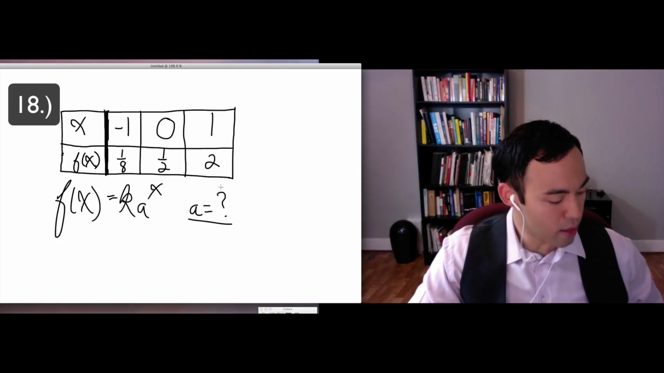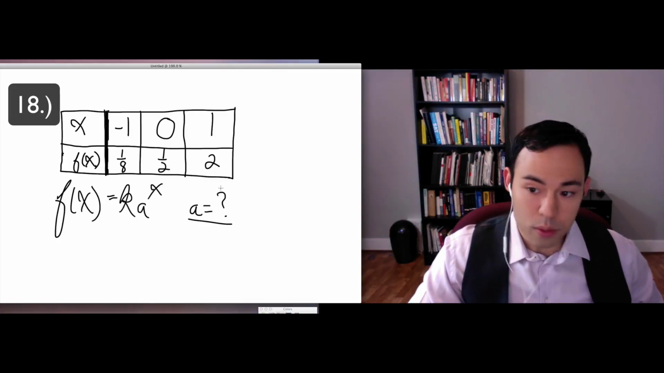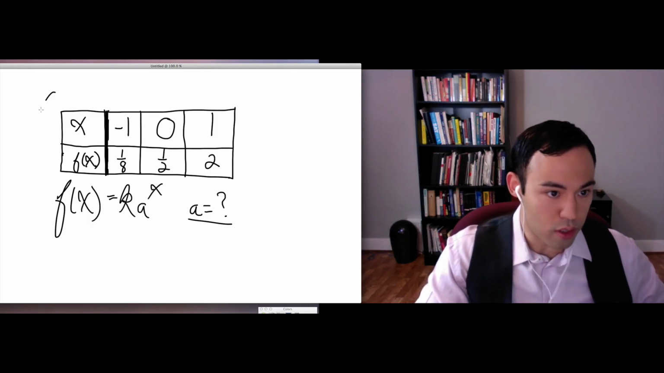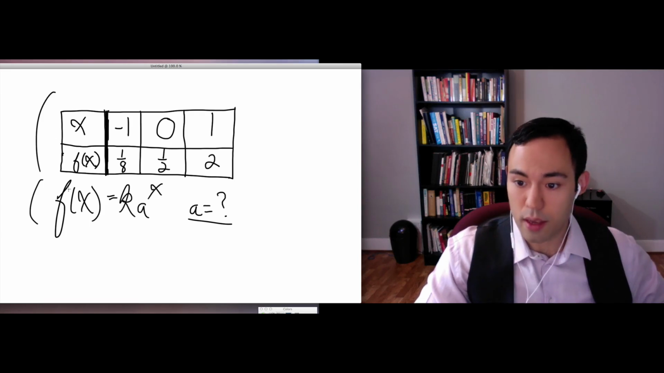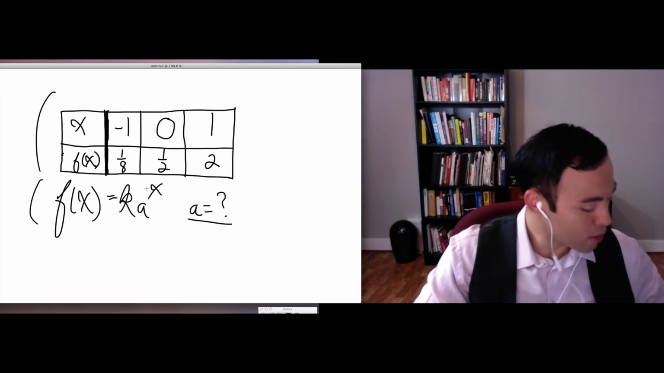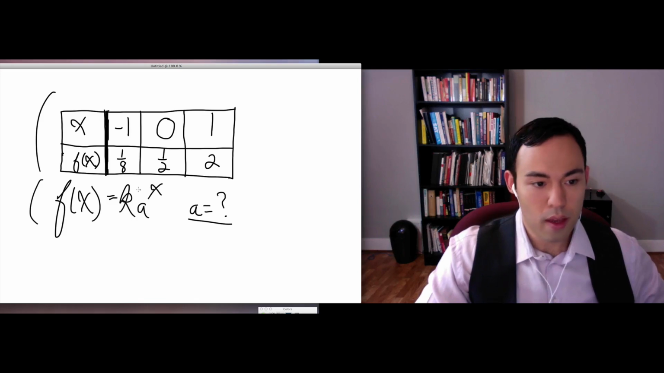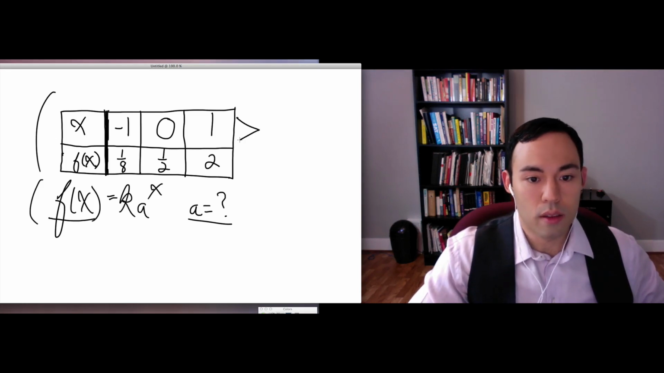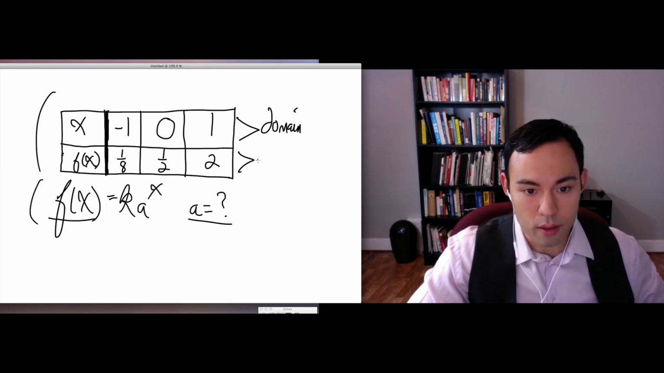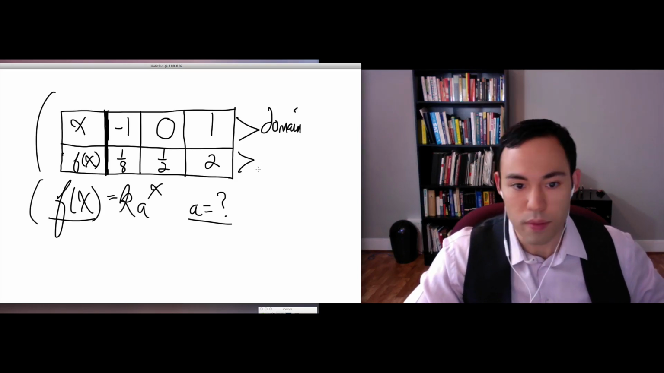Okay, number 18 asks us, what is the value of a? And it gives us this table that I've drawn here. It says f of x equals k times a to the x power, where k and a are constants. Whenever we have a function, we're mapping a domain onto a range. What we talked about earlier is coming into play. The domain is these x values, and the range are these f of x, or y, values.